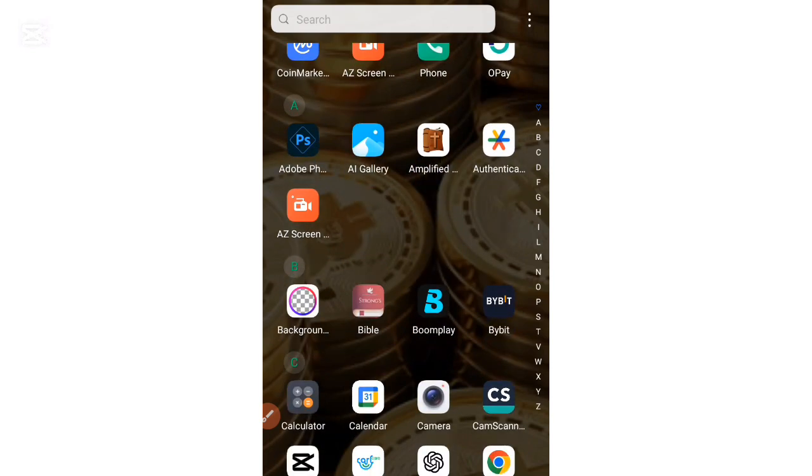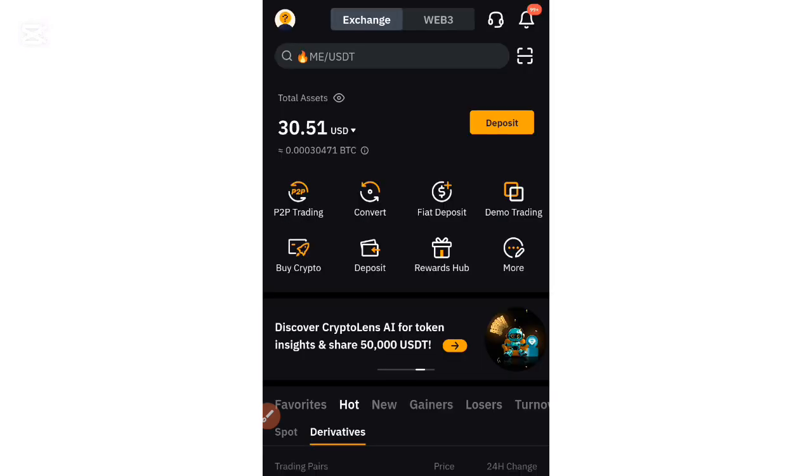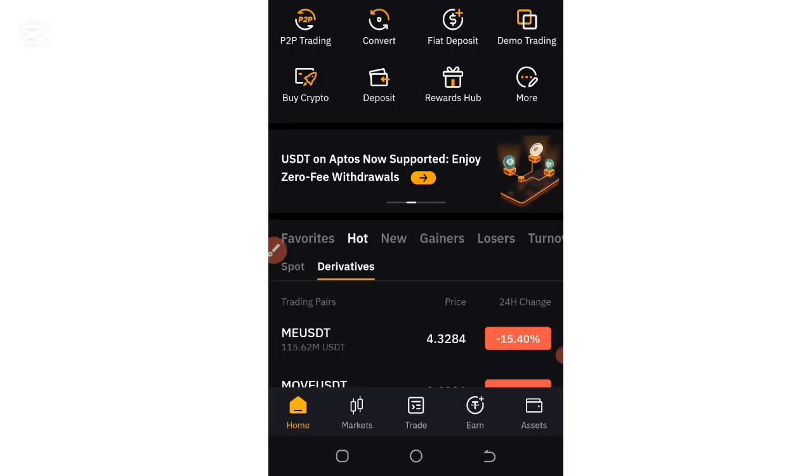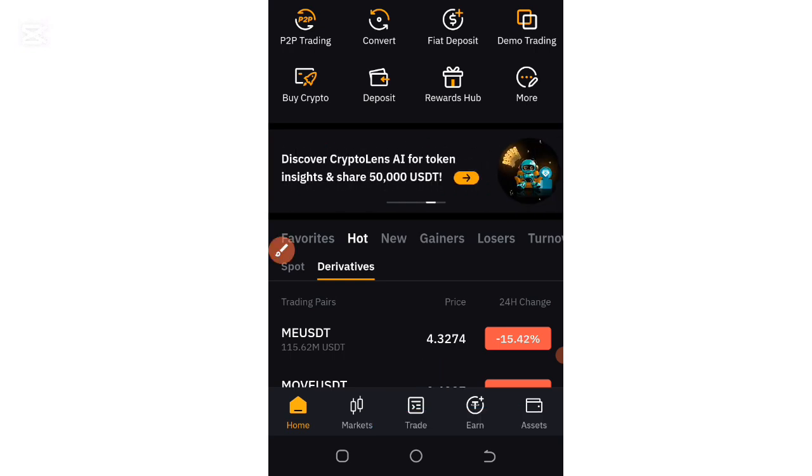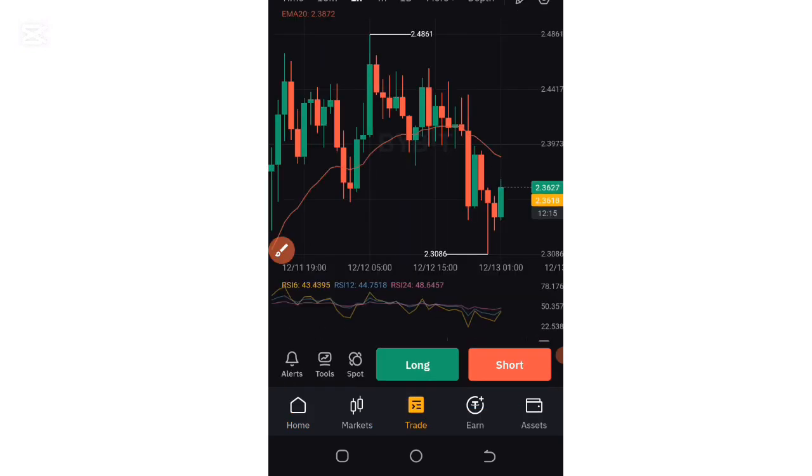So go over to our Bybit app and we click on it and wait for it to load. So guys, I want you to pay very close attention because this method is very simple. So just pay attention as you continue. When you come over to Bybit, you click on trade. You can see trade down here. You click on trade. When you click on trade, it's going to bring you here.